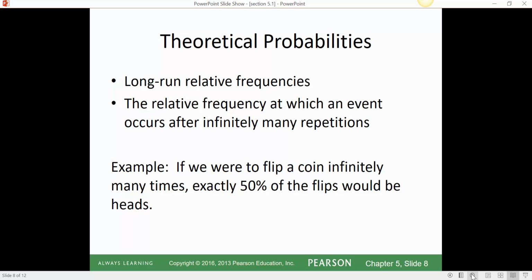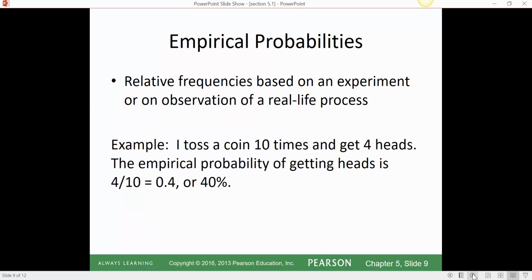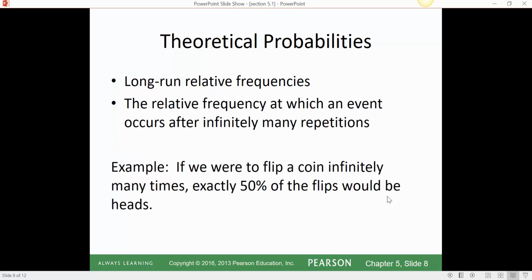So there's just an example which I already said. If we were to flip a coin infinitely many times, exactly 50% of the flips would be heads. This is the idea with theoretical probability. Now, coming back to this, it is really hard to imagine flipping a coin infinitely many times, so we do have a number of ways to come up with theoretical probabilities, which we'll talk about a little bit in this chapter.